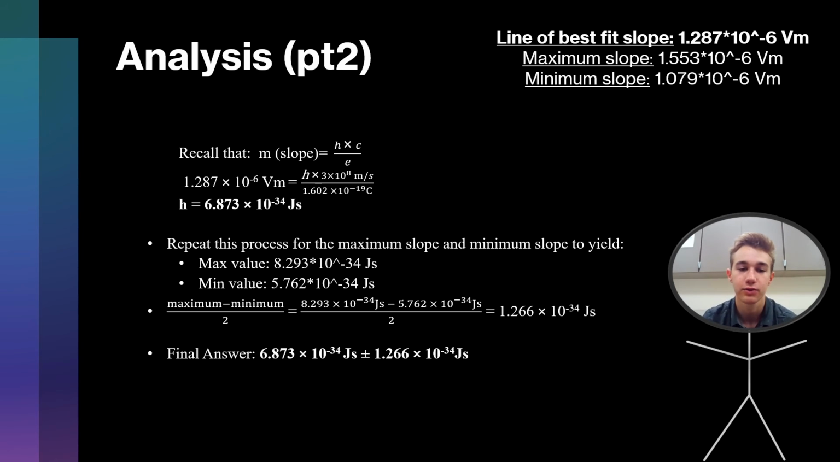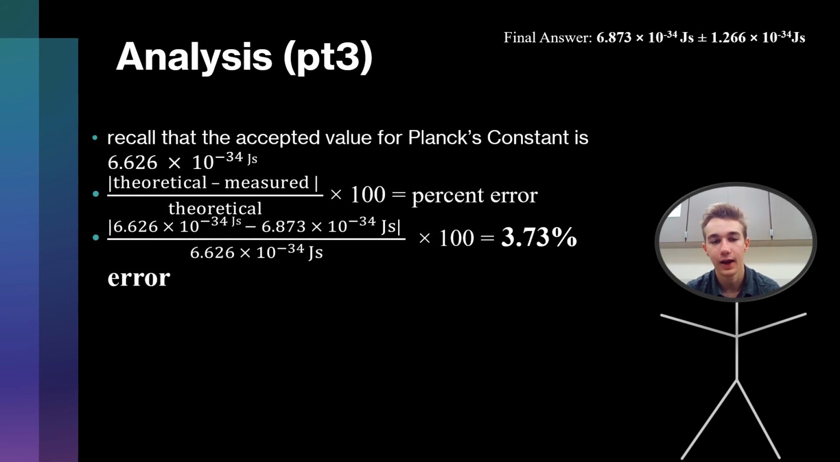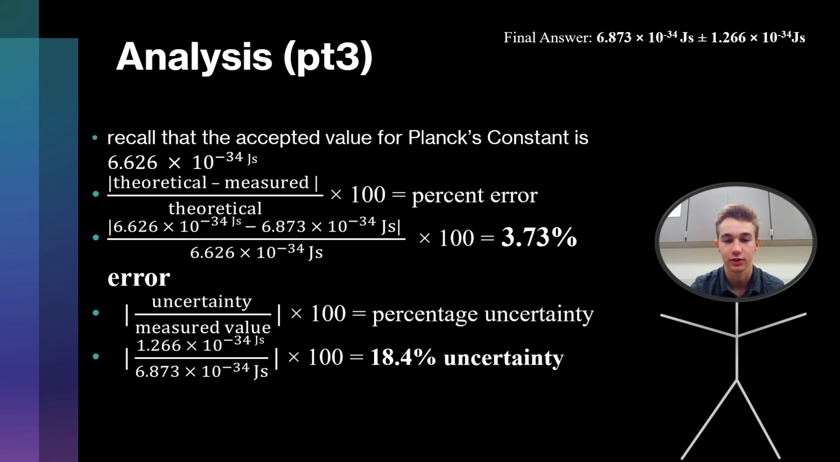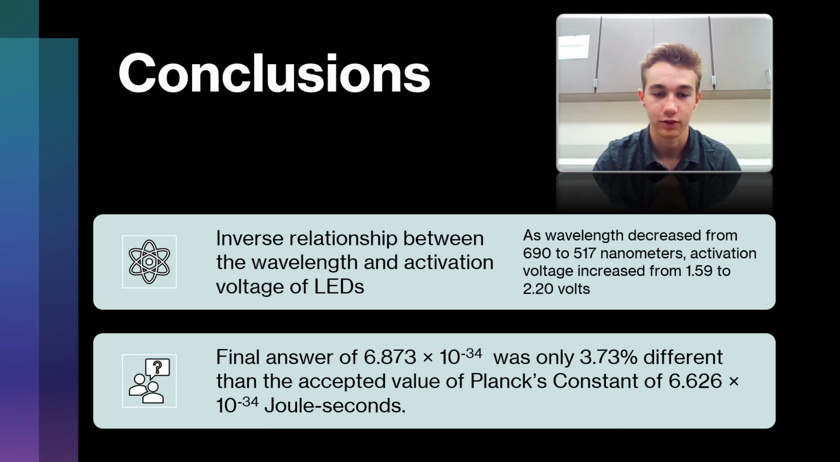And I repeat this process for the maximum and minimum slope to give me an uncertainty of 1.266 times 10 to the negative 34th joule seconds. And then to find my percent error, recall that Planck's constant is 6.626 times 10 to the negative 34th joule seconds. So when doing the percent error, I get a 3.73% error from my measured answer. And my percentage uncertainty is 18.4%, meaning my final value could vary about 18.4% in either direction.